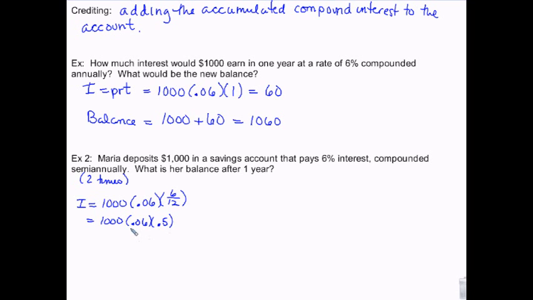Because it's half a year. And when I do that calculation, I'm going to get $30. So her balance will be 1,000 plus 30. And that's at the 6-month mark.